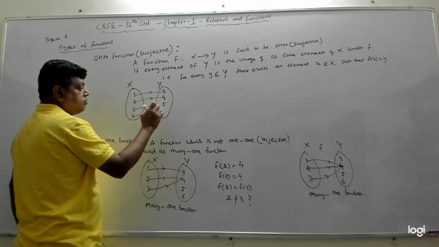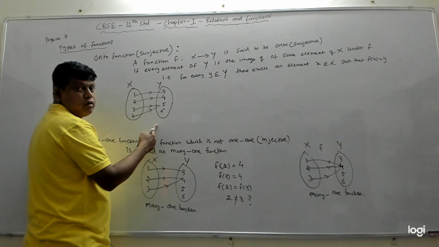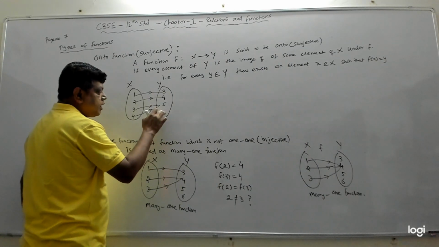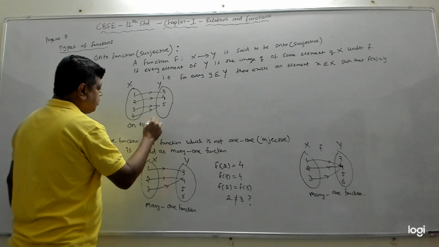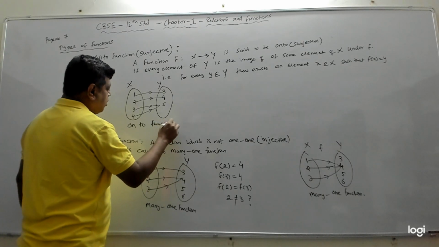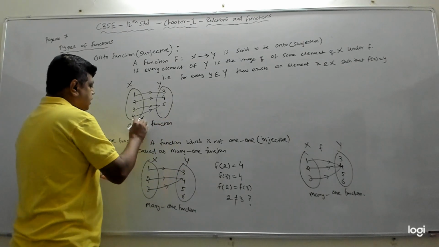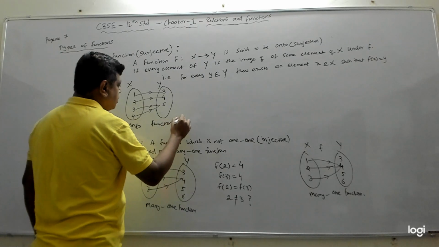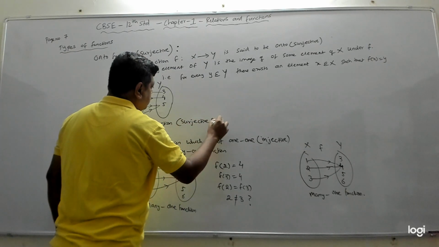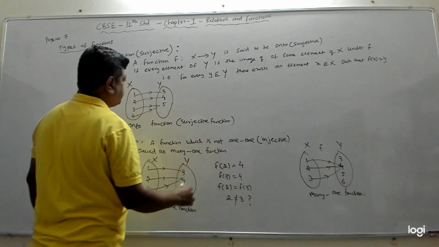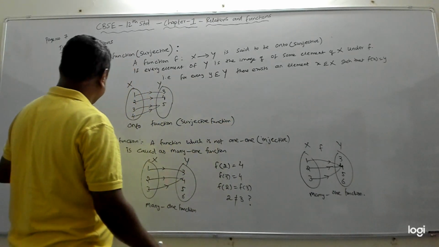Suppose if I put the 6, then it becomes not onto. So if it is like this, then this is an onto function. Onto function, or it is also called a surjective function. Right? So now we'll take.